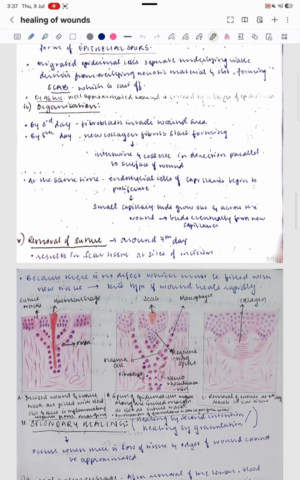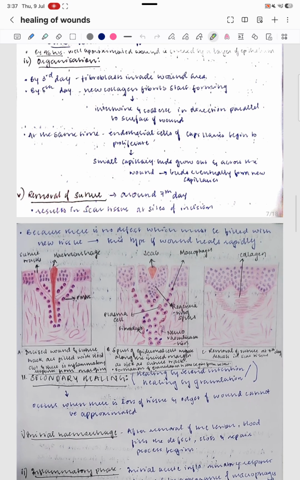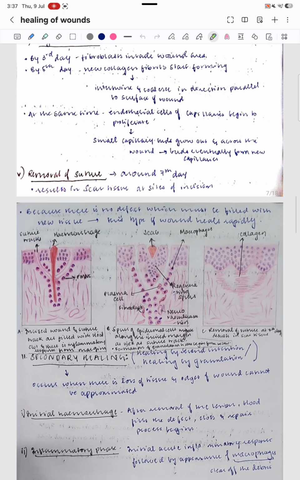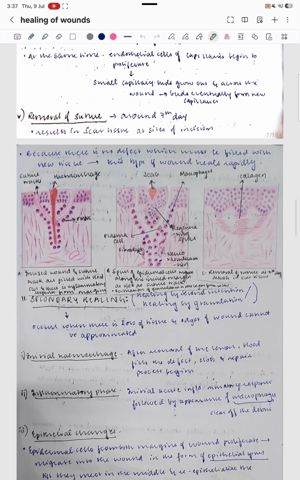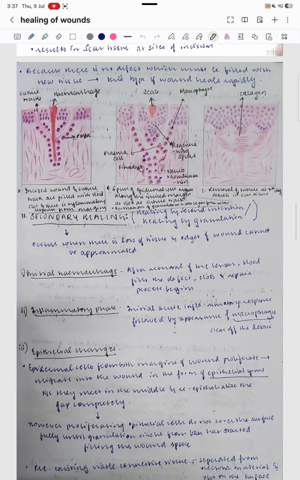At the same time, epithelial cells begin to proliferate and your capillary formation begins. Small capillary buds grow, then your wound becomes vascularized, then there is removal of suture. So around 7th day the suture is removed, and after the removal of suture the wound results in a scar formation. Because there is no defect which must be filled with new tissue, this type of wound heals rapidly.